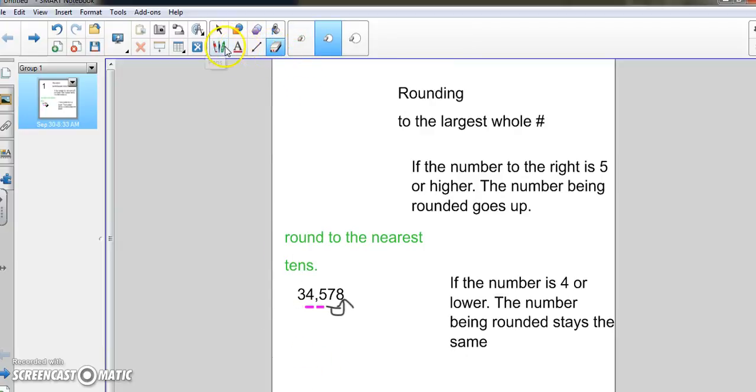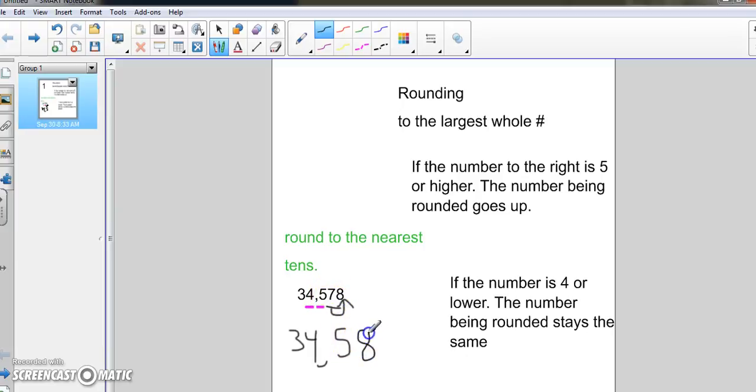So it would be changed to 34,580. The 7 was being rounded, so it went up to an 8, and everything to the right side becomes a 0 once I round. 34,580. We will continue to work on this in class. Thank you for watching the video.